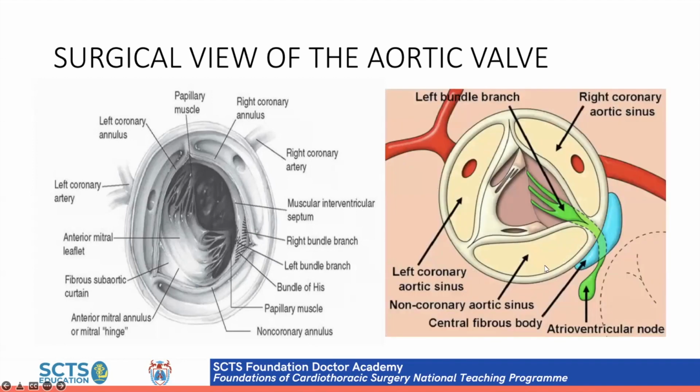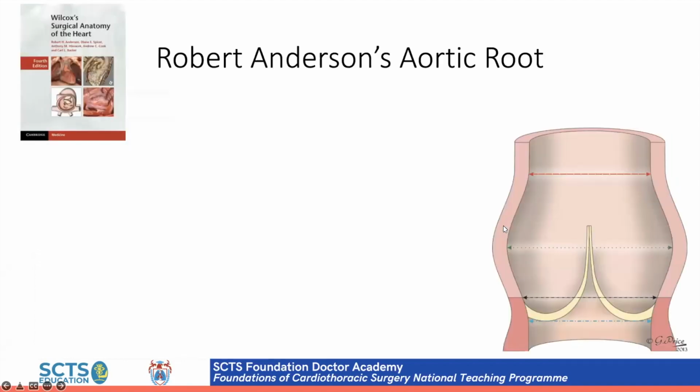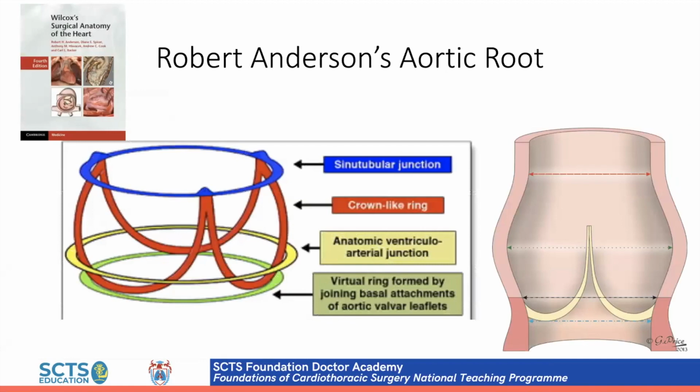This is a schematic. This is taken from a very good book, which I recommend, Surgical Anatomy of the Heart by Robert Anderson and Cook. And this shows you just nicely schematically where each of these major structures lie: the coronary ostia, the bundle of His, the papillary muscles.